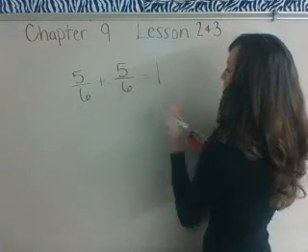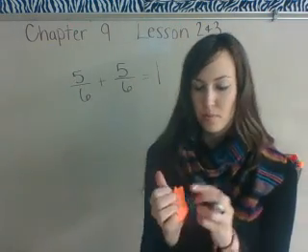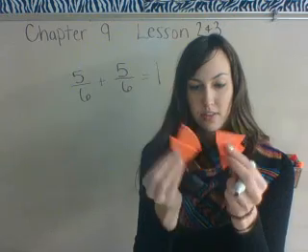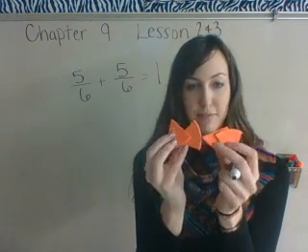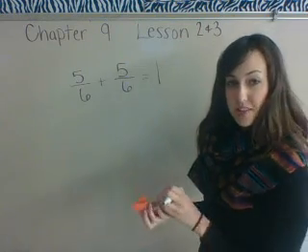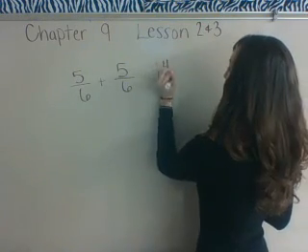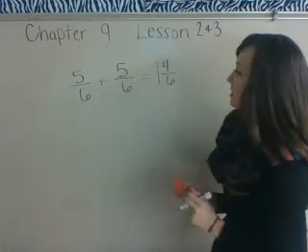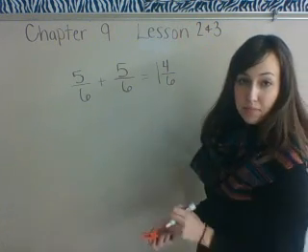This equals 1 whole, but wait, oh, I have 4 more pieces left over. Because 6 of them made a whole, but then I have 4 left over. So, since they are 4 of the 6 pieces, I'm going to write 4 sixths. Now this would be my mixed number.